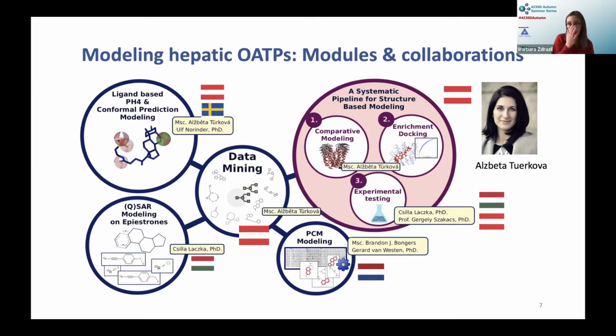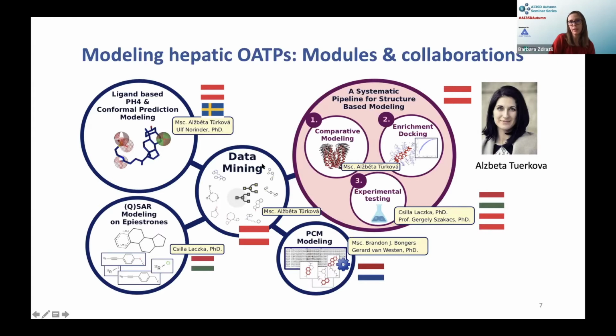But we also had very strong experimental testing partners. So this was Gergely Szakás from the Medical University of Vienna and Csilla Laska from the Hungarian Academy of Sciences. So really, of course, it's always important that when you predict something by molecular docking, for instance, that you also do experimental testing afterwards. So I would say that was the main focus, but still we had some other very integral parts in this project.